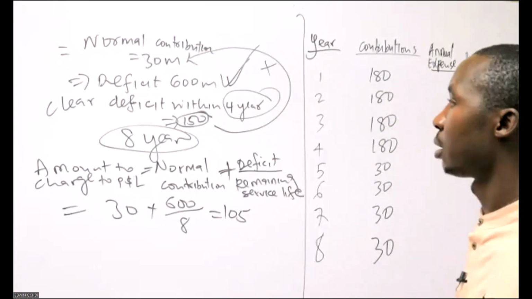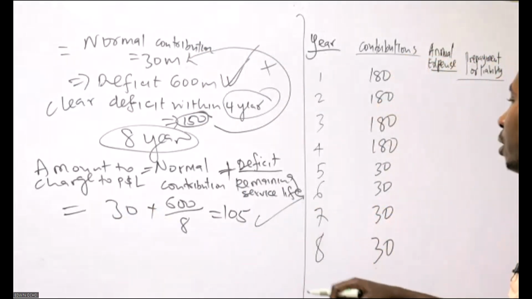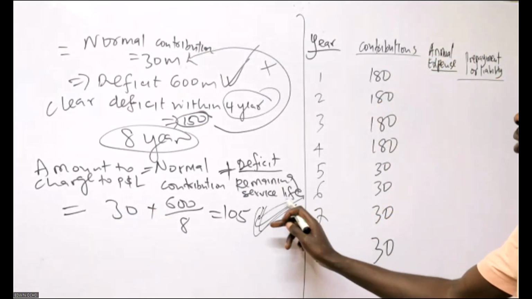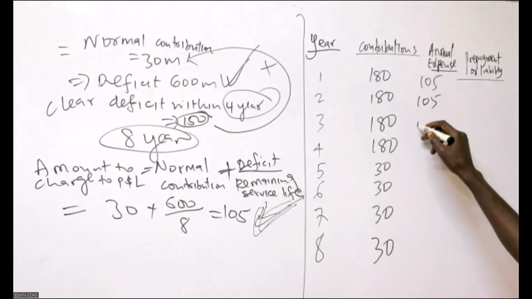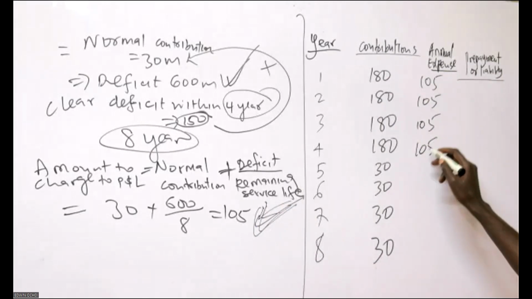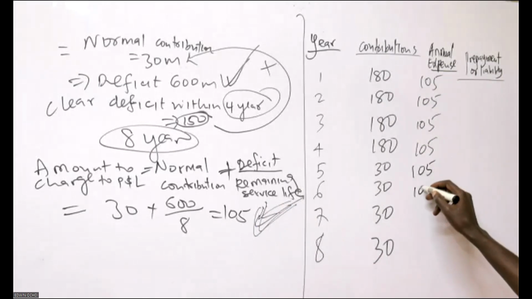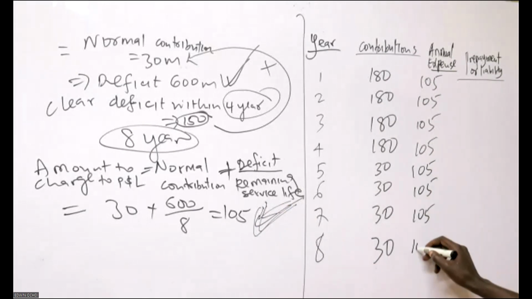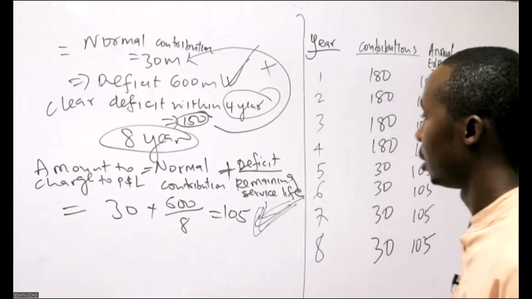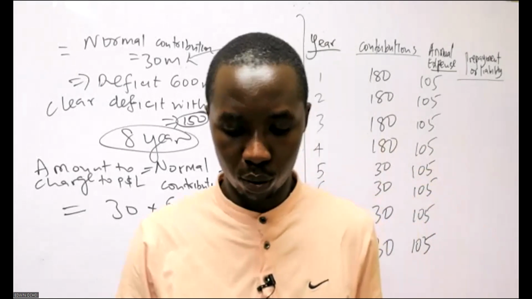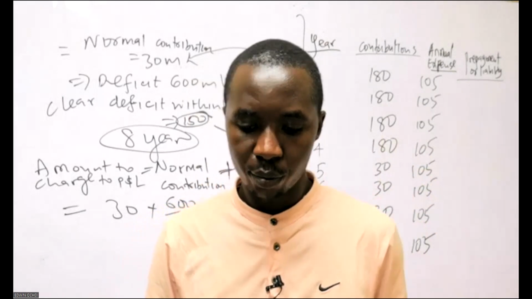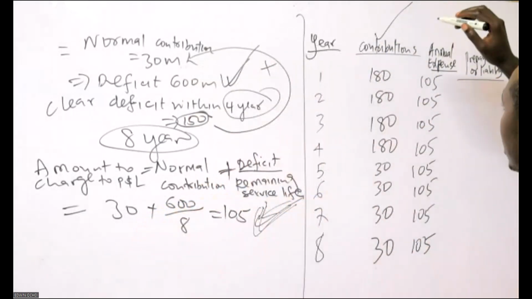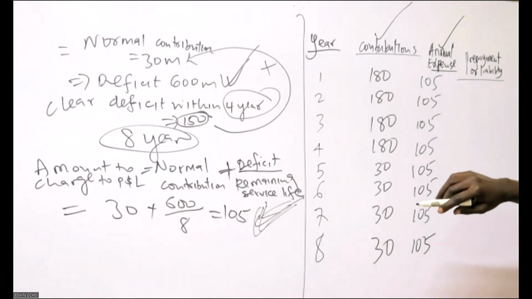So annual expense, that is amount to charge to P&L, is this 105. The amount they are being charged in every year is 105. So now, how do you know that there's a prepayment or a liability? So now you compare the two. Which two am I talking about? You compare the contribution and what they are charged, amounts to be charged.